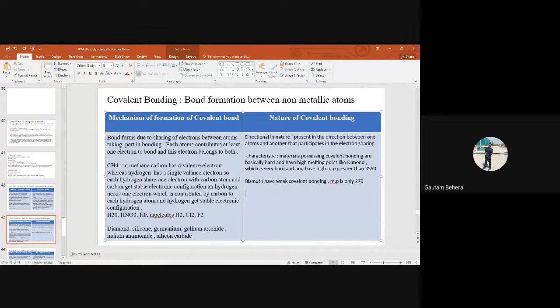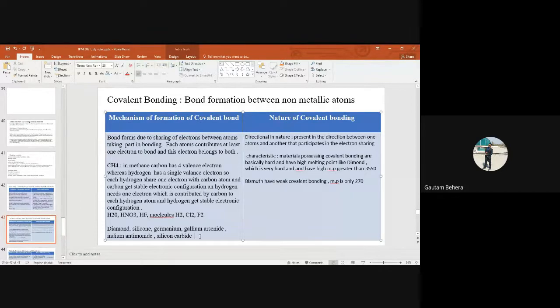Similarly, each hydrogen atom has 1 valence electron and needs an electron to get stable electronic configuration. So the carbon atom will share, not give, share its outermost shell electrons with each hydrogen atom, right? Now, due to this kind of sharing, they will attain stable electronic configuration. So it will form methane, right? Similarly, this kind of covalent bond exists in water, H2O, HNO3, hydrofluoric acid, and some molecules like hydrogen, H2, Cl2, F2, right?